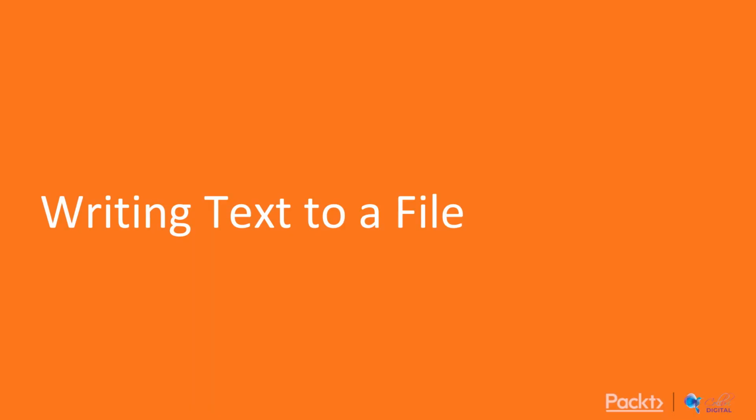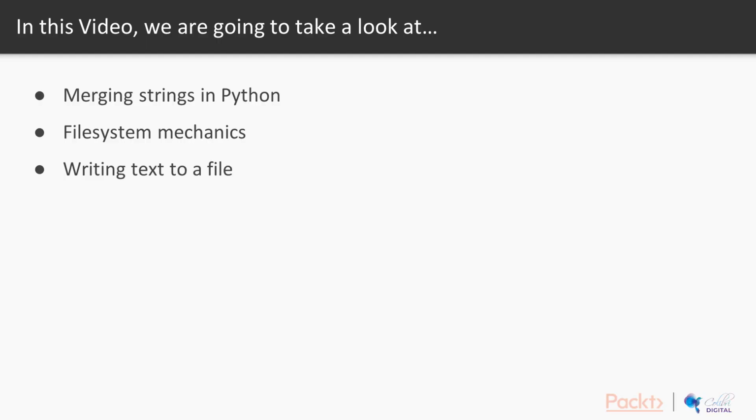So today's video is about writing text to a file after you have read these contents. In this video, we're going to take a look at three subtopics of writing text into a file. First, we're going to look at how we can merge strings in Python, then we look at a little bit of file system mechanics, and finally we talk about how we can write text into the file.